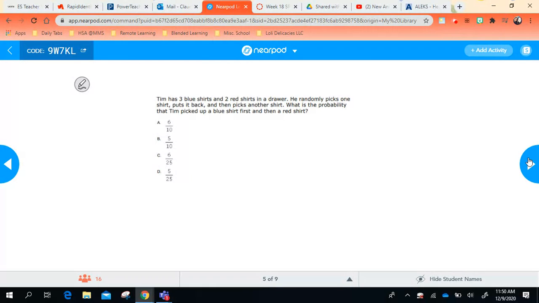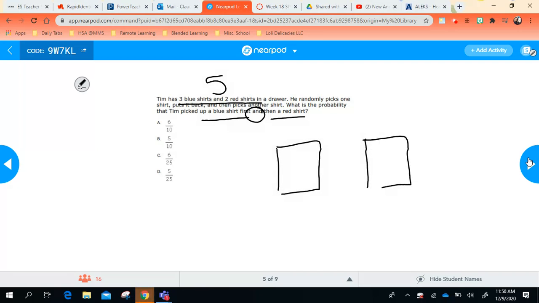So let's read through it one more time. Tim has 3 blue shirts and 2 red shirts in the drawer. So how many total shirts does Tim have? He has 5 shirts. He randomly picks one shirt, puts it back, and then picks another shirt. What is the probability that Tim picked up a blue shirt the first time and then a red shirt? So we're looking at what happened first, then what happened next. With that "and," am I going to add these 2 fractions or multiply? I'm going to multiply these 2 fractions because when I'm looking at "and," I'm looking at multiplication.